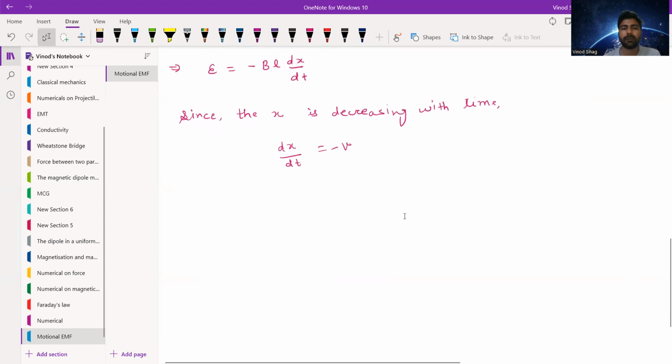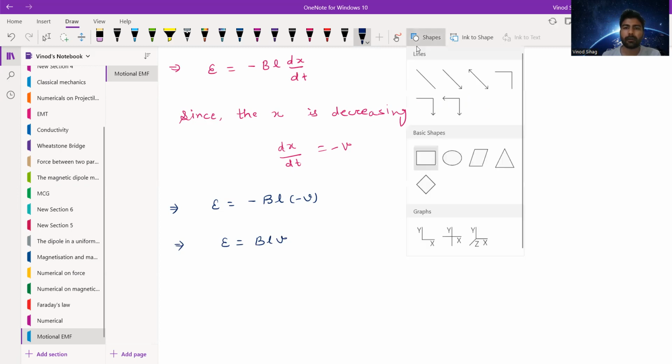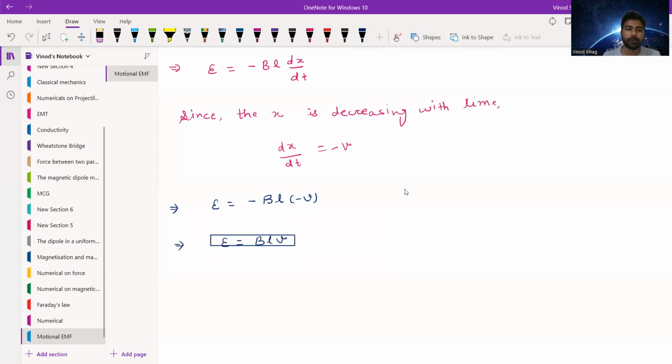Therefore, the equation of the EMF will become E equals to minus of BL into minus of V, and finally we will get the equation as BL into V, where V is the velocity of the moving conductor PQ. Okay, this is the induced EMF.